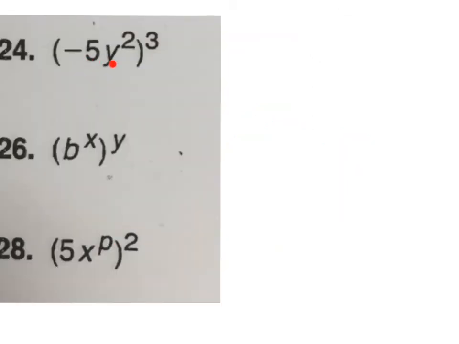Okay, on this first one right here, there's this -5 is being cubed. So Carly, what's -5 cubed? -125, and then I've got y squared being cubed. And what's that, Carly? Y to the 6th power. Very good.